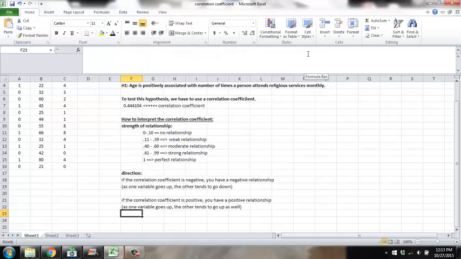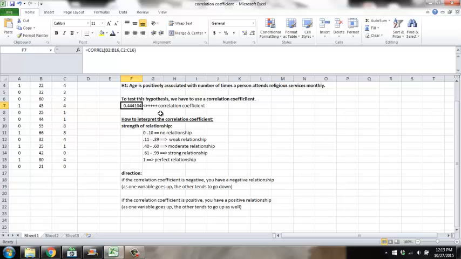The correlation coefficient will be a number between 0 and 1, or 0 and -1. The size of that number will tell you the strength, and the sign of that number will tell you whether you have a positive or a negative relationship.